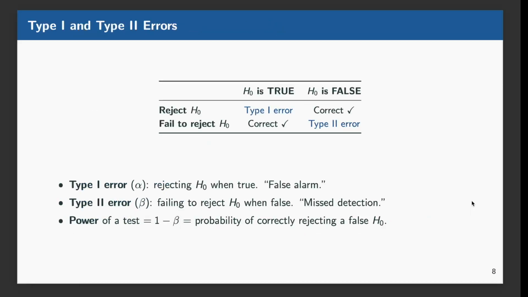Every single test can go wrong in exactly two distinct ways, and giving each one a name lets us reason about them precisely instead of vaguely. A type 1 error means rejecting H0 when it was actually true all along. Statisticians often call this a false alarm. A type 2 error means failing to reject H0 when it was actually false all along. This one is a misdetection.